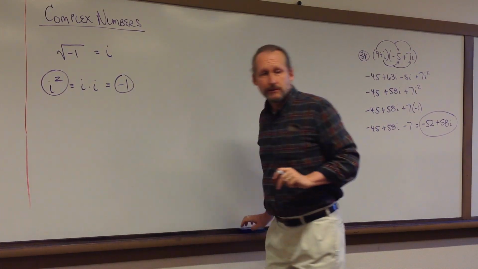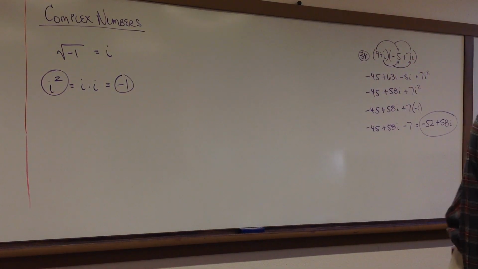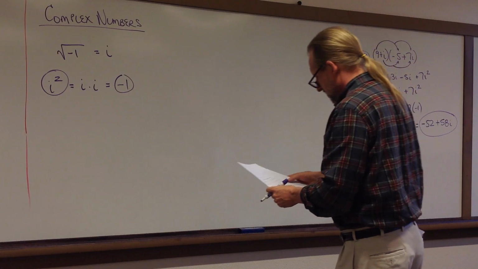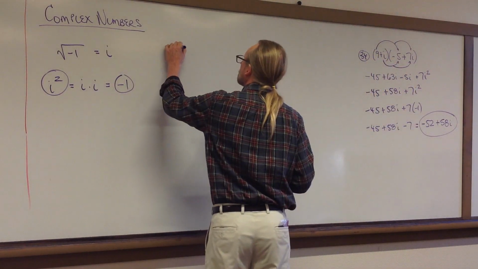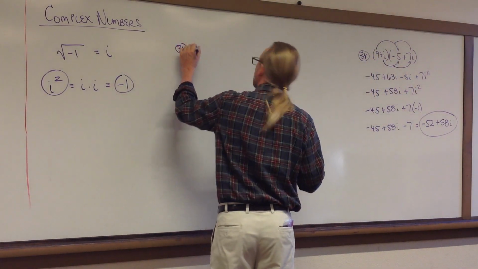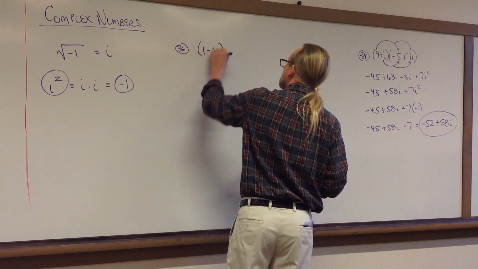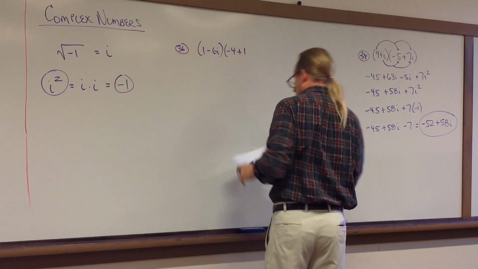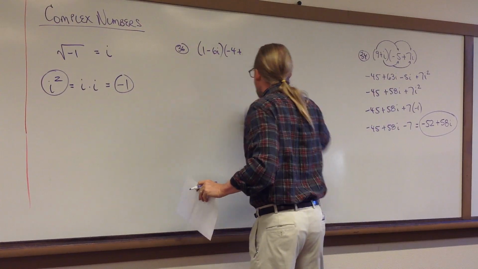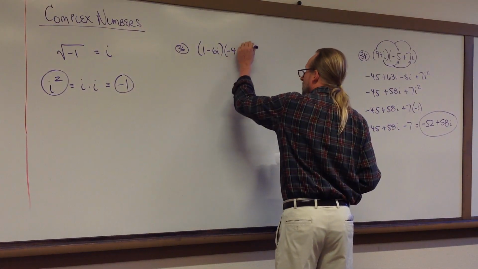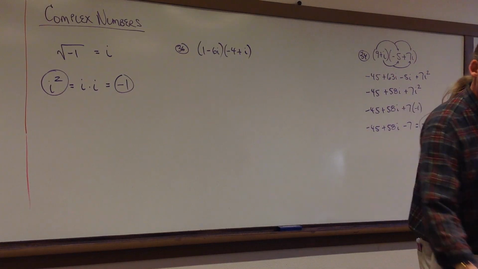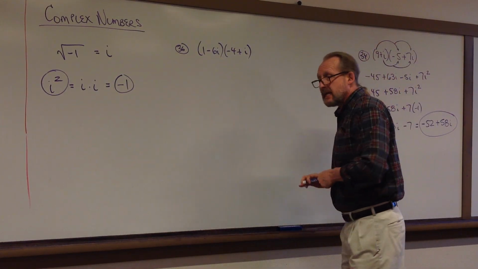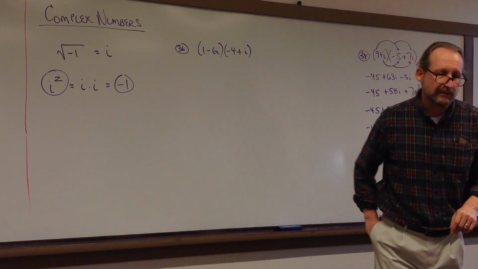All right. Let's look at a couple more of these, and then that'll be it for this topic. Let's see here. Problem 36: 1 minus 6i times negative 4 plus i. Now, one thing I want to say before I go and calculate this is I just want to talk about a mistake that I frequently see people make on the final exam.